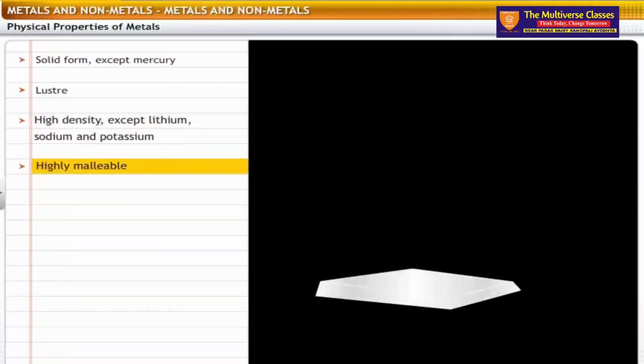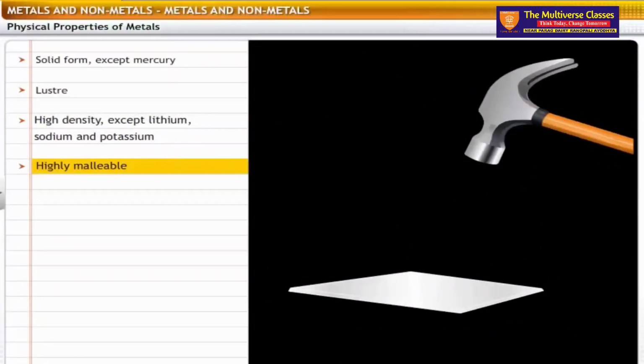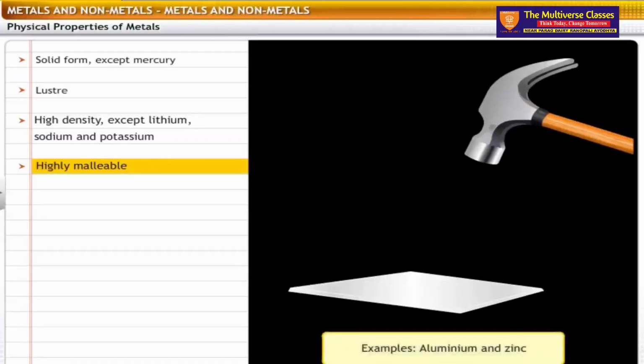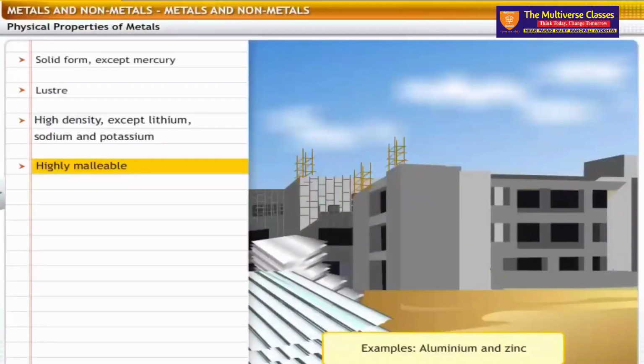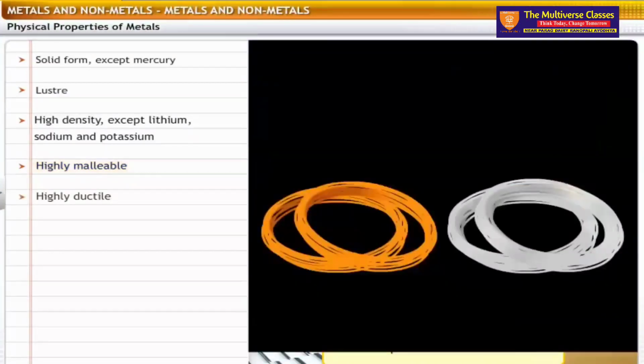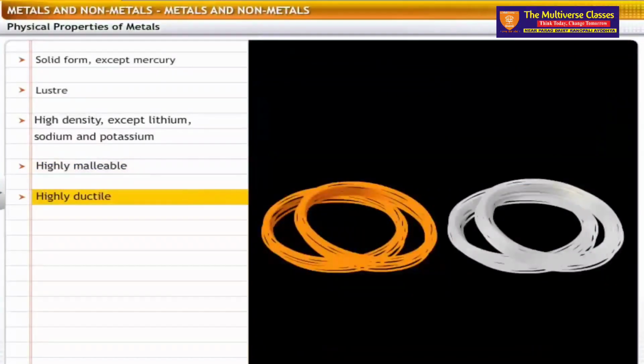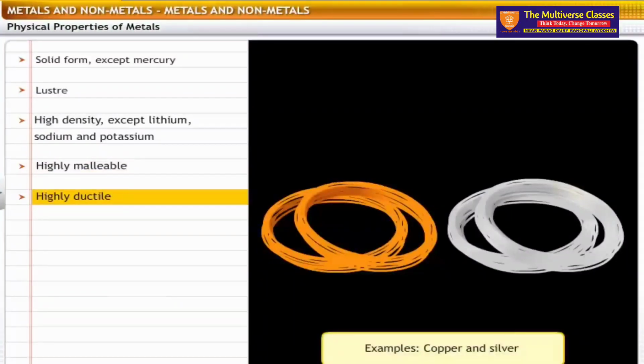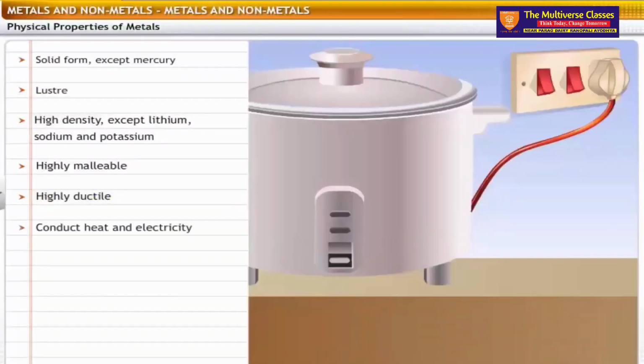Metals are highly malleable and can be beaten into thin sheets. For example, aluminium and zinc can be rolled into thin sheets. This property makes them suitable for use in various industries like construction and manufacturing. Metals are highly ductile and can be drawn into wires. For example, copper and silver can be drawn into thin wires.